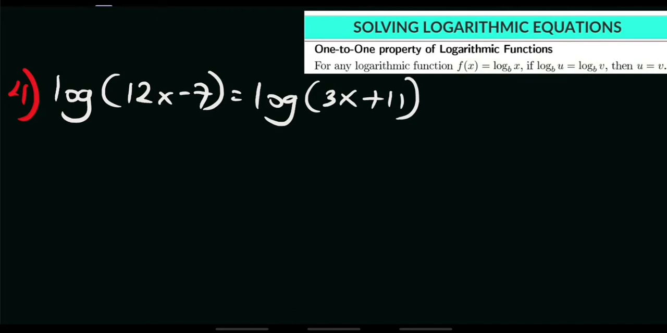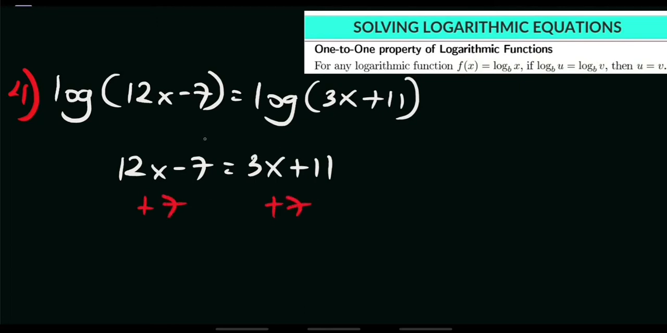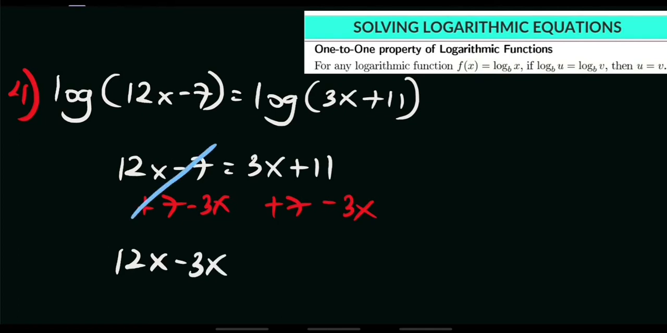Again, since we have a common logarithm, we have an invisible base of 10, so just equate the values of u and v. The value of u is 12x minus 7, and that is equal to the value of v, which is 3x plus 11. Let's combine like terms. I want to remove this 7, so add 7 to both sides, or simply transpose the 7 if you want. And I want to remove the 3x on this side, so I will subtract 3x from both sides. Let's simplify. It gives us 12x minus 3x, canceling out the negative 7, and that is equal to 11 plus 7, canceling out 3x.